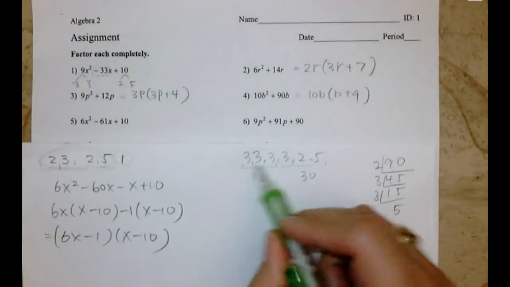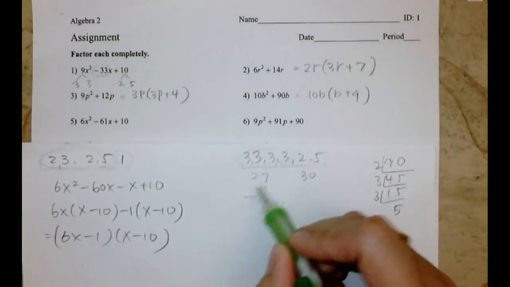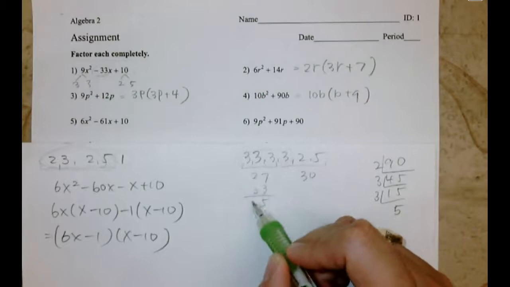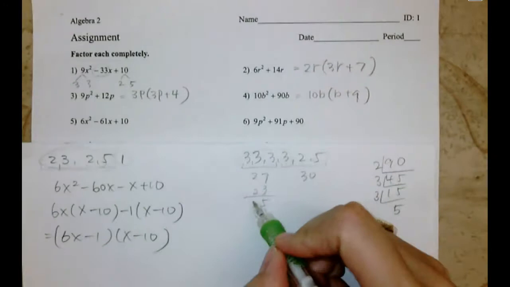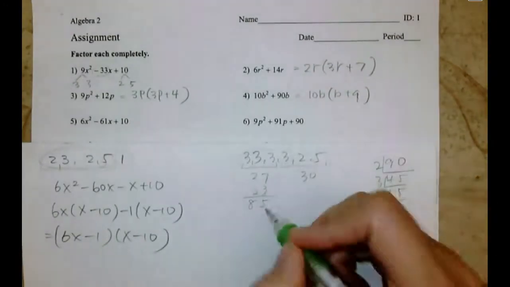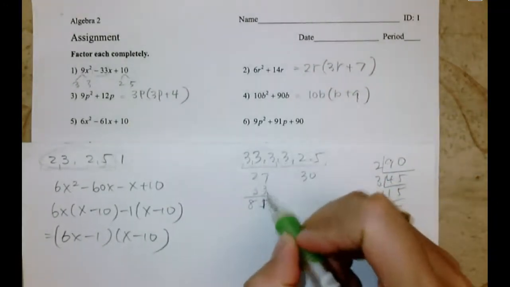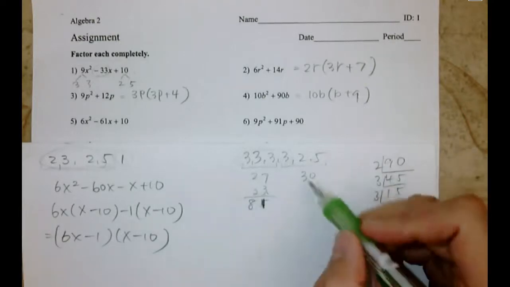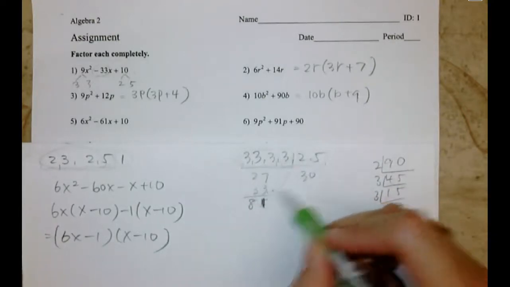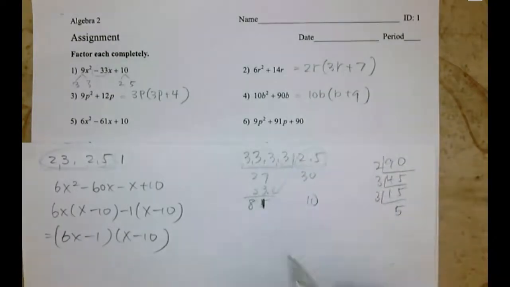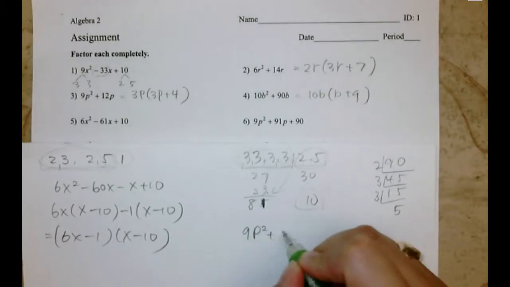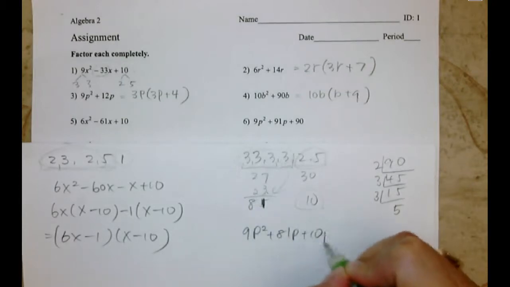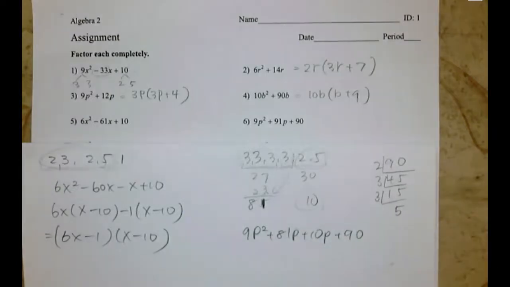27 times 3, that's 81, right? 81. And then this side, so this is 4 3s. What's left is 10, so 91. So it's 81 and 10. So that's 9p squared plus 81p plus 10p plus 90. Okay, so that equals that.